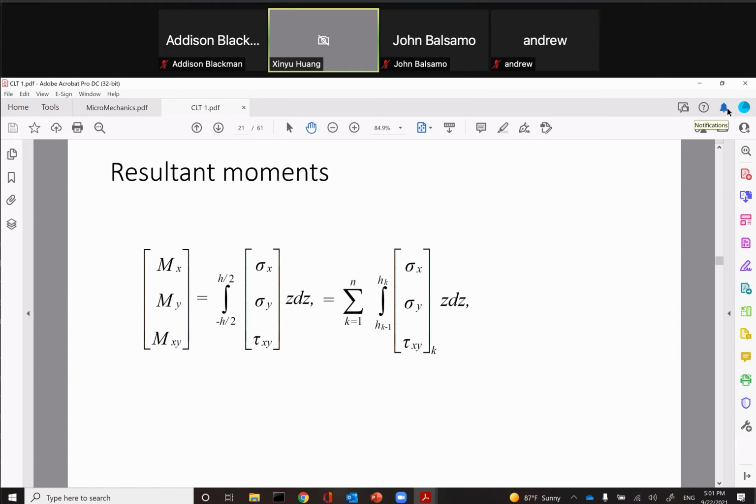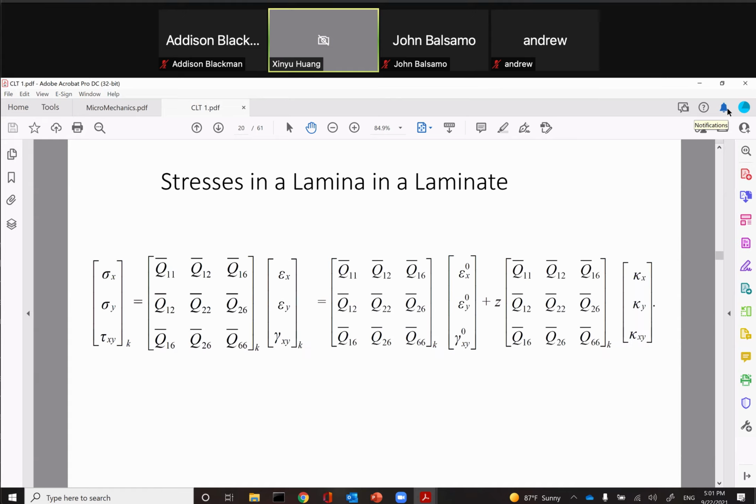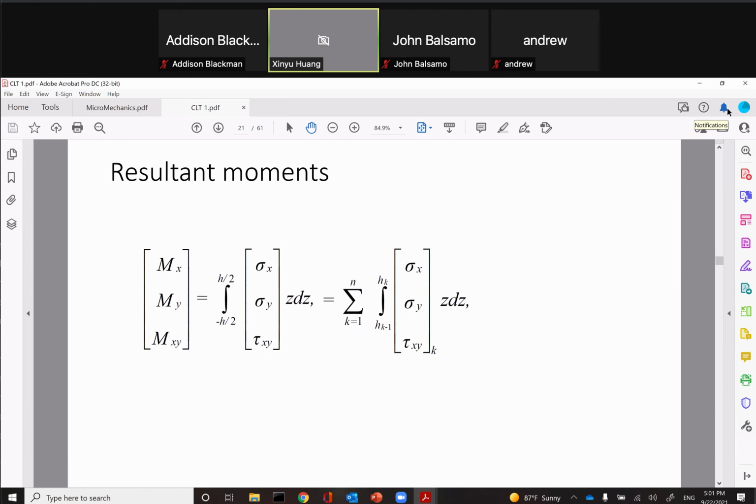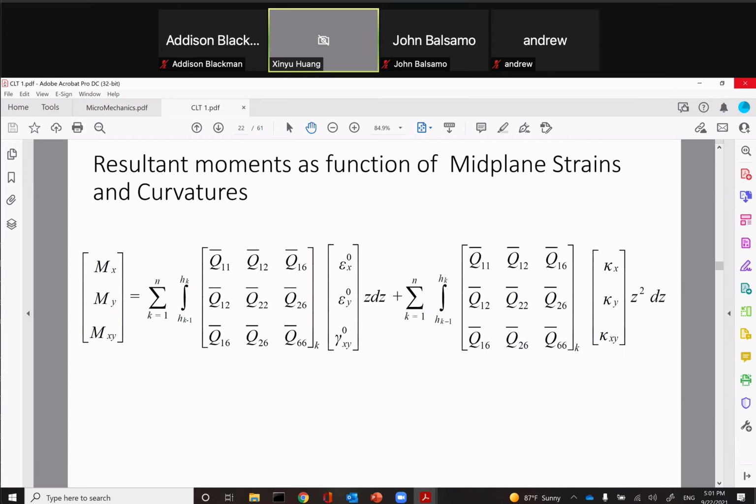The resultant moment. We only talked about the force, but that is a force balance. Then we can also talk about the moment balance. The moment balance is the external moment matches the total internal effect. You can do a very similar exercise. You basically plug in the stiffness matrix into this, you evaluate the integration, and you take the midplane quantities out because they don't depend on Z. You take them out, and you call the remaining part matrix B and D.